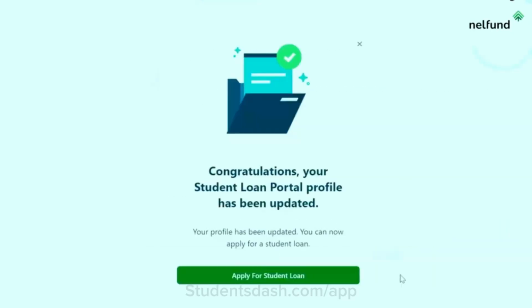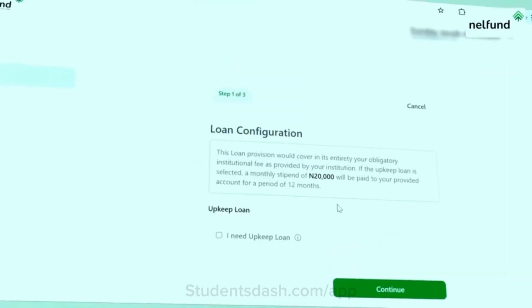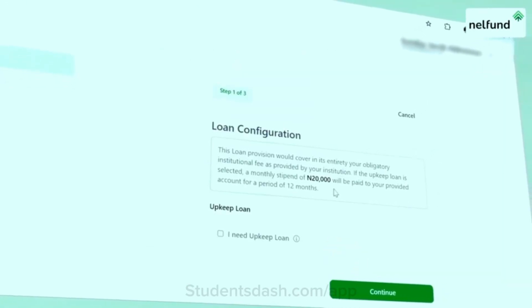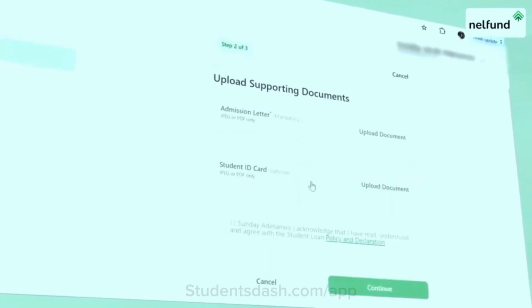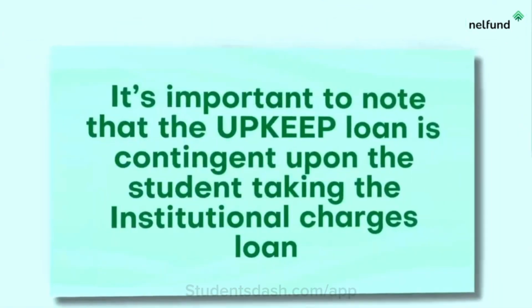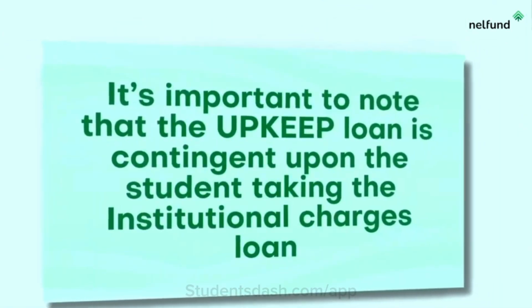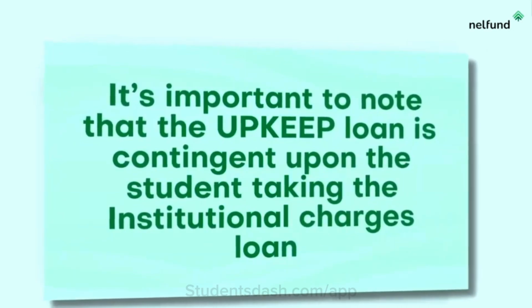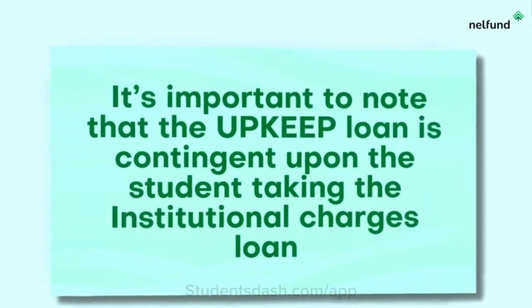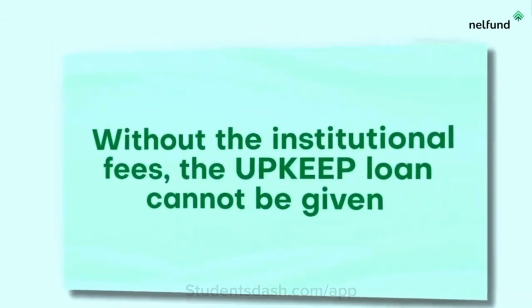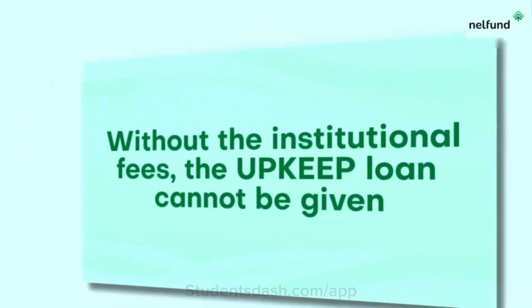Click to apply for student loan and choose whether you want an upkeep loan or just the institutional charges. It's important to note that the upkeep loan is contingent upon the student taking the institutional charges loan. Without the institutional fees, the upkeep loan cannot be given.